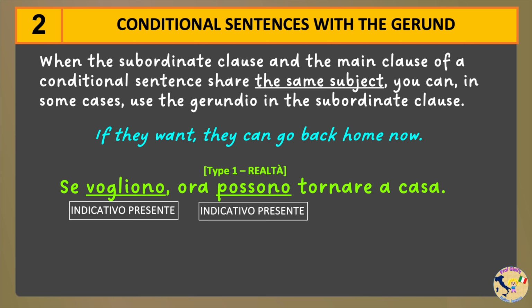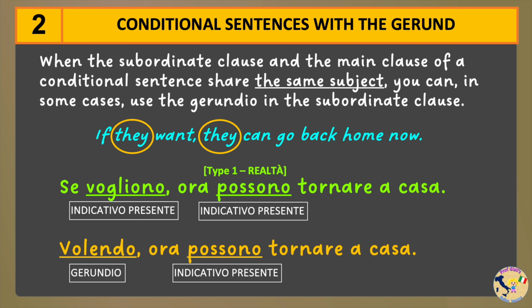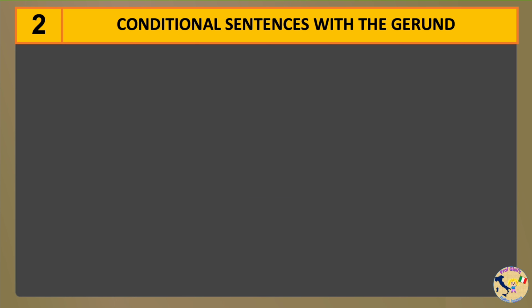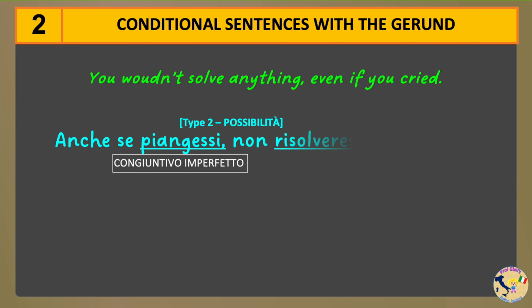But because the subordinate and the main clause have the same subject, we can also express the condition using the gerund and say "Volendo, ora possono tornare a casa." In this case, both sentences are perfectly fine. Let's take another sentence. "You wouldn't solve anything even if you cried." We can translate this sentence using type 2 conditional sentence structure and say "Anche se piangessi, non risolveresti nulla."